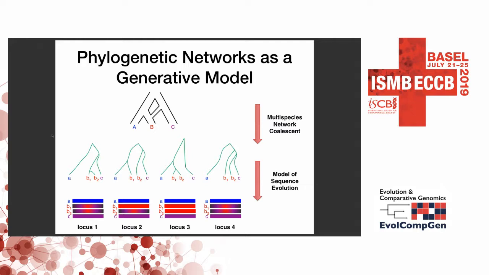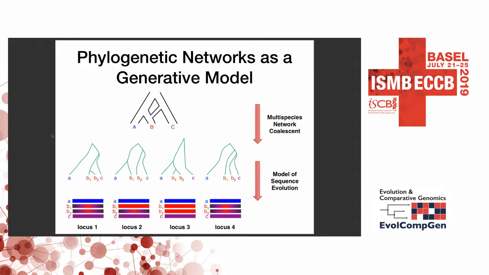Okay? So if we go from the network, the topology plus its parameters, divergence times, population sizes, and so on, you can actually generate a set of trees from that. On each tree, plus a Markovian model for sequence evolution, you can generate sequences. Now, of course, the inference problem is going bottom up, right? For the inference problem, we have the sequence data, and we want to get to the network.